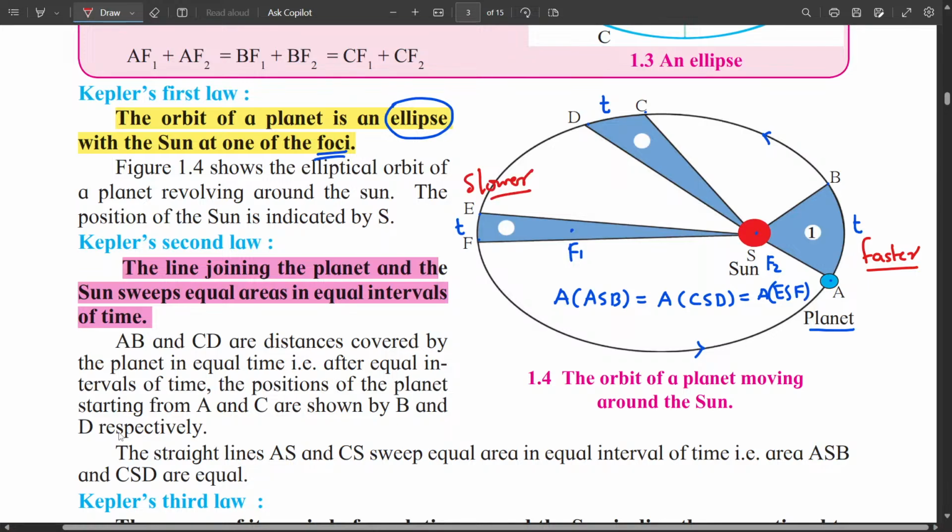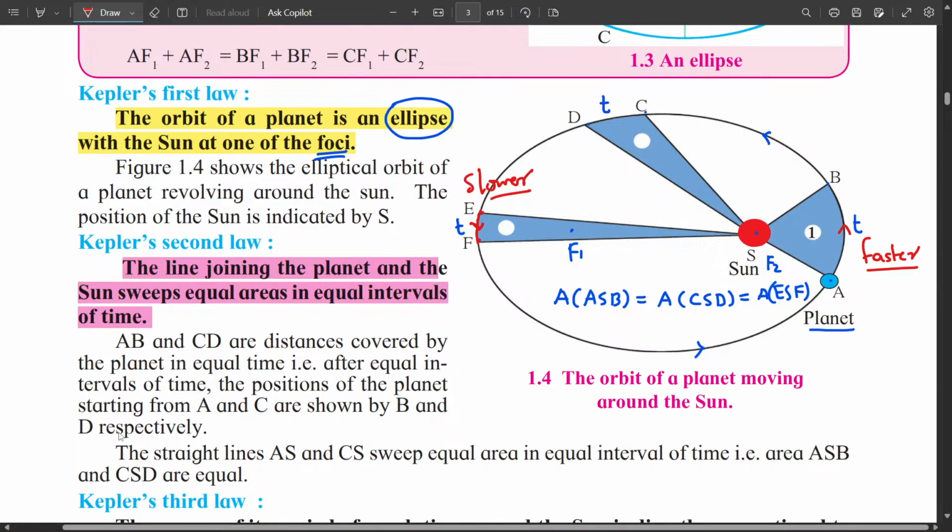The planet will move faster when it is nearer to the sun and slower when it is away from the sun. That means it will cover more distance in a given time when it is nearer to the sun, and it will cover less distance in a given time when it is away from the sun.